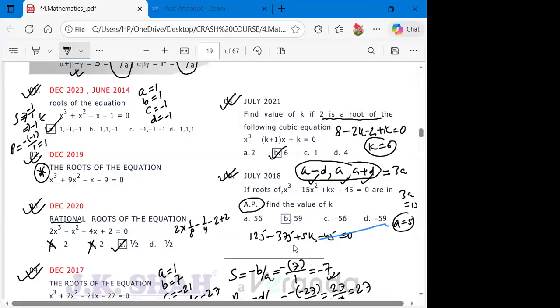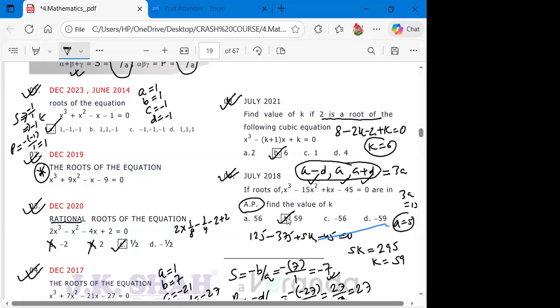So 5K is equal to, calculate 375 plus 45 minus 125, which is 295. So K will become 59. Answer option B is correct. I know that as I have hidden so many steps in this, so I'm dictating this. Write down the way I'm dictating the solution. Do not copy from there.